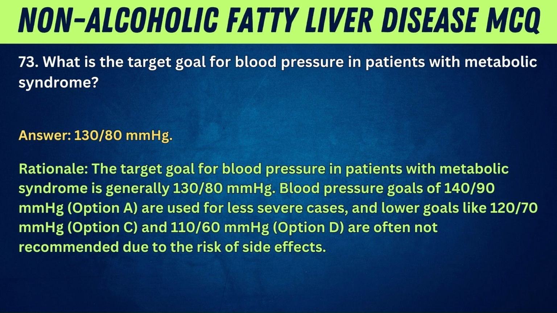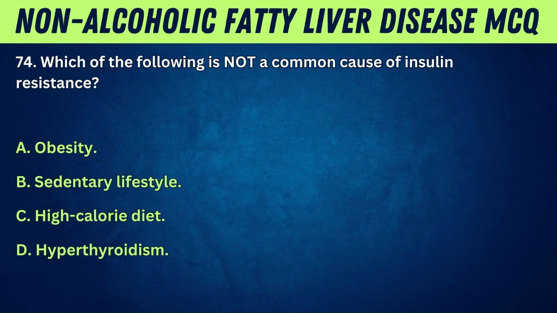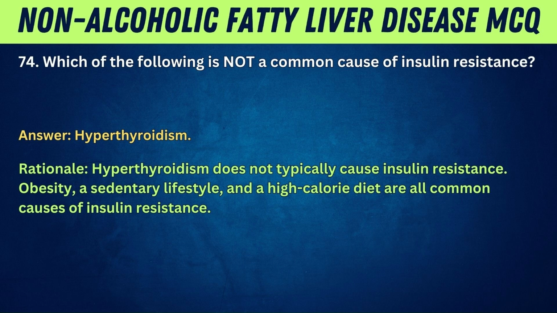Blood pressure goals of 140/90 mmHg, option A, are used for less severe cases, and lower goals like 120/70 mmHg, option C, and 110/60 mmHg, option D, are often not recommended due to the risk of side effects. 74. Which of the following is not a common cause of insulin resistance? A. Obesity. B. Sedentary lifestyle. C. High-calorie diet. D. Hyperthyroidism. Answer: hyperthyroidism. Rationale: hyperthyroidism does not typically cause insulin resistance. Obesity, a sedentary lifestyle, and a high-calorie diet are all common causes of insulin resistance.